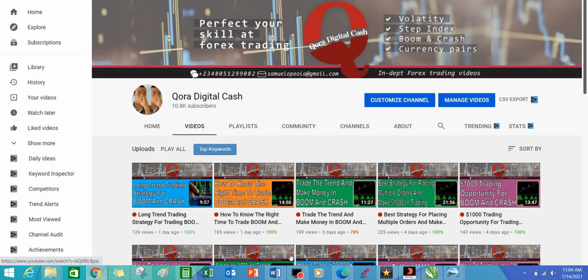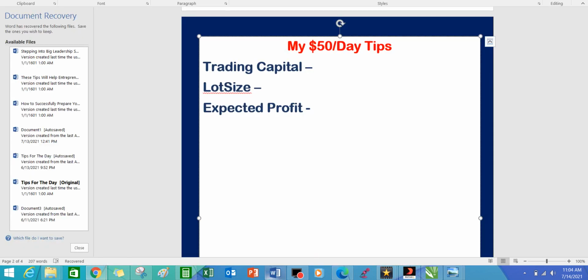So how can we do this in the right way? Let's quickly go straight to this sheet. I have this sheet right here. I target my $50 per day tips. I highlighted some things here that you need to take note of, which are very important for you to achieve $50 trading tips. It all depends on your trading capital, your lot size, then your expected profit.